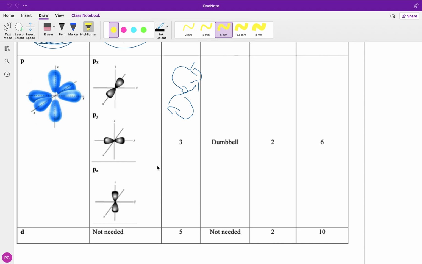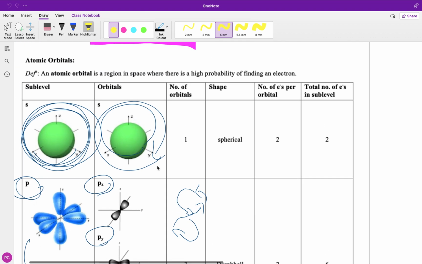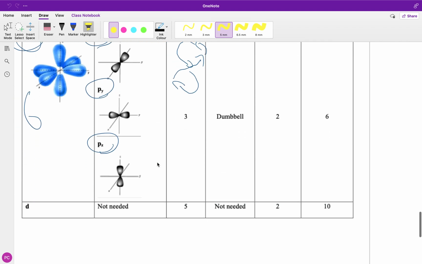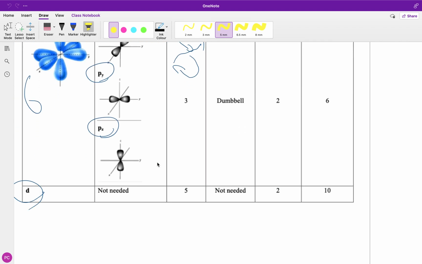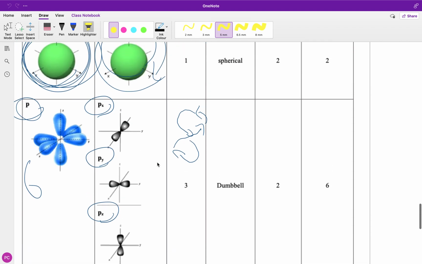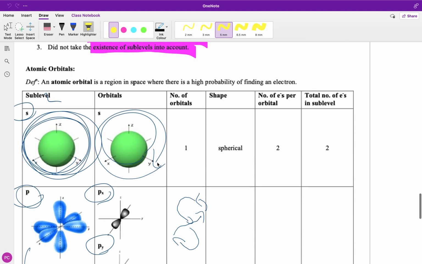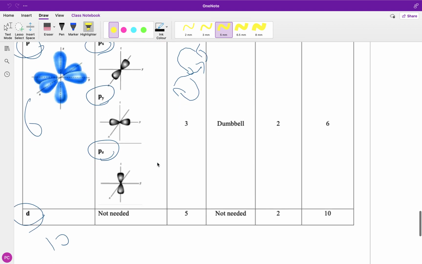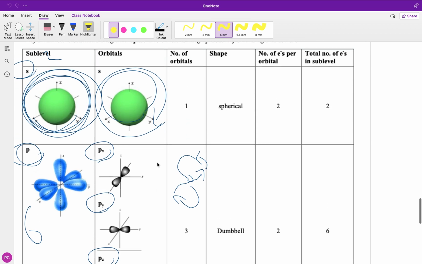So you have 2 electrons in here, 2 electrons in here, and 2 electrons in here, because you know that P holds 6, S only holds 2, and D, which is not going to be needed, is going to be 10. So S, P, and D. So your shape of your orbitals, and I put the full table in for you there.